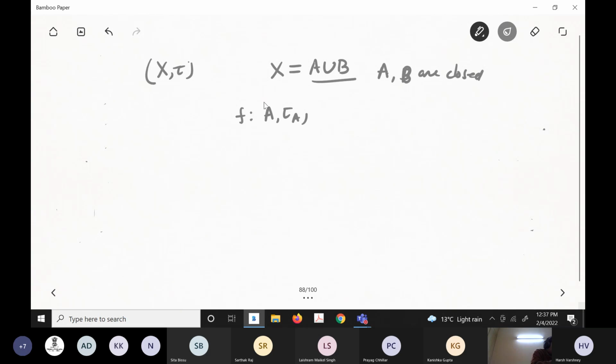I said proof exercise. What is the proof? Suppose X tau is a topological space. Okay. And suppose X equals A union B, where A, B are closed. This is called the pasting lemma. Such that you have a function f from A with tau A to R, suppose it is continuous. Similarly, you have another function g on B with tau B, in the subspace topology, continuous.